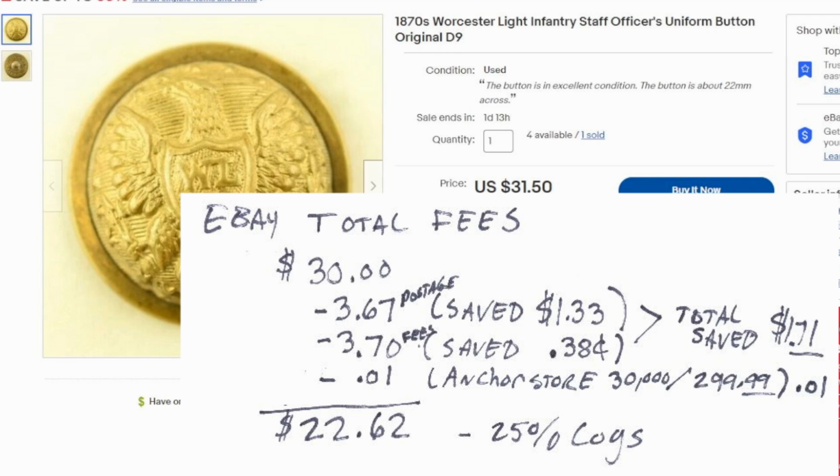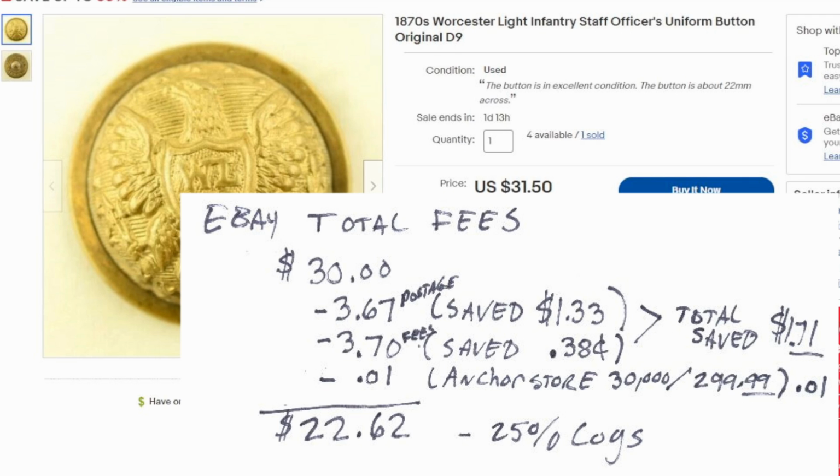So at the end of the day, I'm also paying about 1 single penny. It's actually less. It's actually 9/10 of 1 cent I pay for my monthly fee. I have an anchor store, and that anchor store is basically $300, and I have 30,000 listings up right now, so that's 1 cent. So I'm going to actually pay that as well.